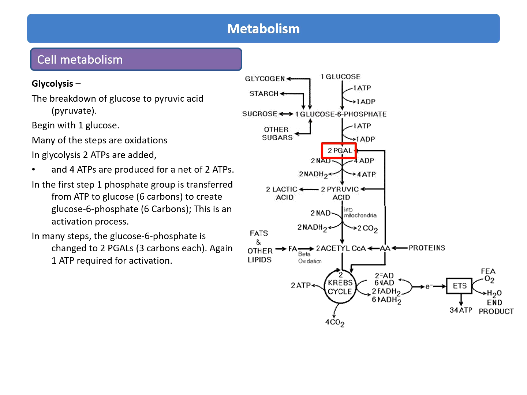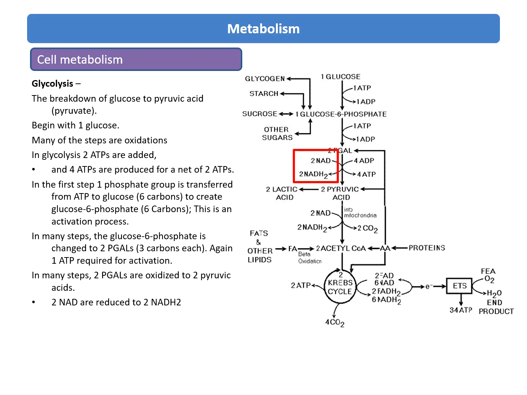In many steps, the glucose 6-phosphate is changed to 2 PGALs. These are 3-carbon compounds. In this process, another ATP was required for activation. In many steps, the 2 PGALs are oxidized to 2 pyruvic acids. 2 NADs are reduced to 2 NADH2s. The generation of 4 ATPs by any substance is called substrate-level phosphorylation.